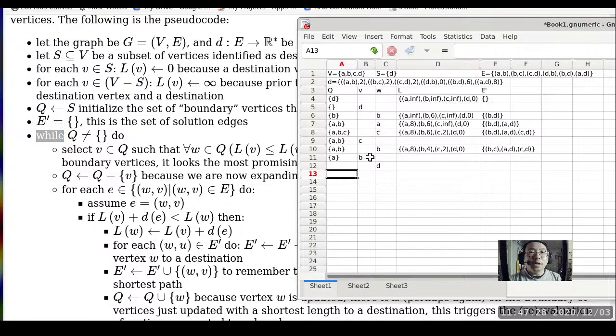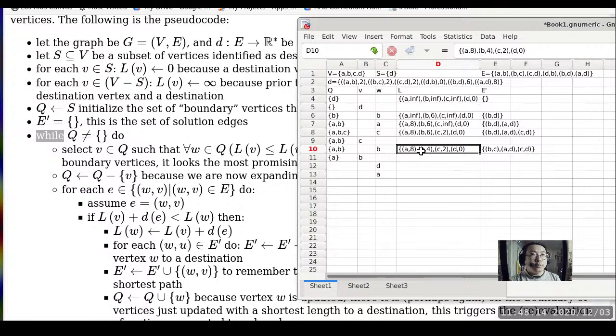There's another edge going to B, which is AB. So now we have to consider the edge AB. The edge AB itself has a distance of 2, and the L value of B is 4. 4 plus 2 is 6. So we have the left-hand side of the comparison being 6. The right-hand side of the comparison is L of W, no, L of A, because W is A at this point. L of A is 8. 6 is indeed less than 8. So we have found a shorter path from vertex A to a destination. So now we have to go through all the updates.